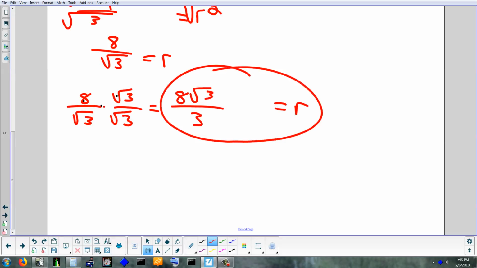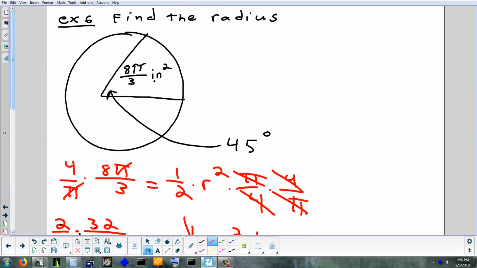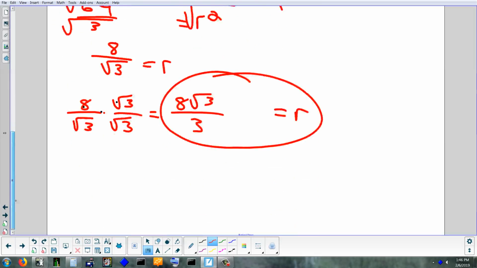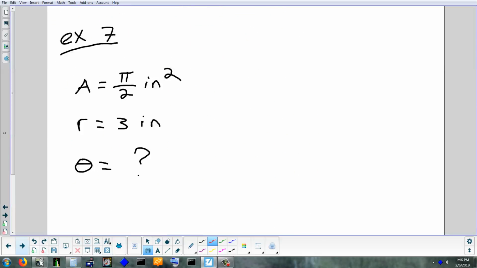Now, if it's a radius, does that need a label? Yep, radius is a length. It's inches. You wouldn't want to put inches squared on that, because that means it's an area. If it's not an area, that's a length. So that's the hardest one. Any questions on finding r? Okay. So let's finish up with finding theta.